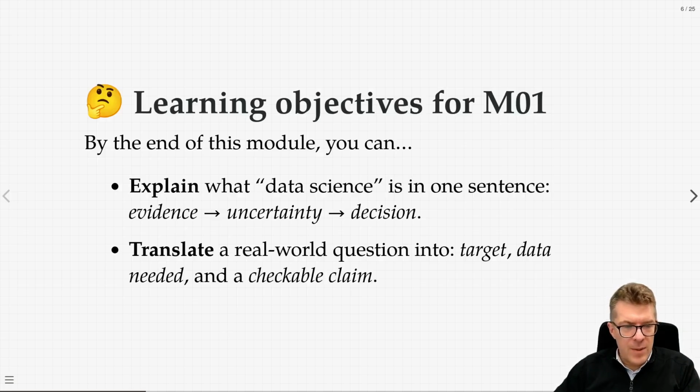We will be able to translate real-world questions or tasks, similar to the one we just saw, into: what is the target we're trying to make a claim about or predict? What data do we need in order to answer this question? And how can we make a claim that is actually checkable and falsifiable?